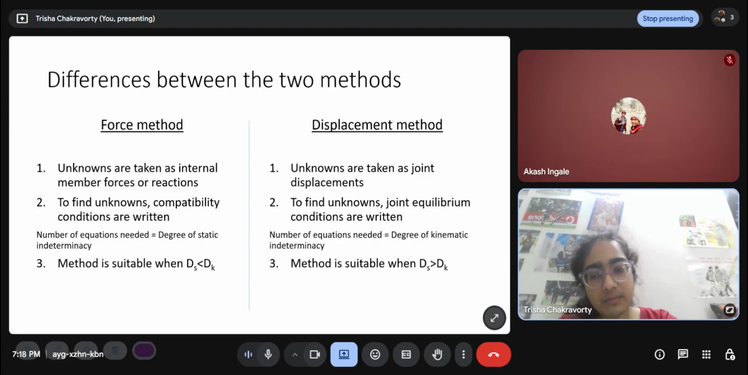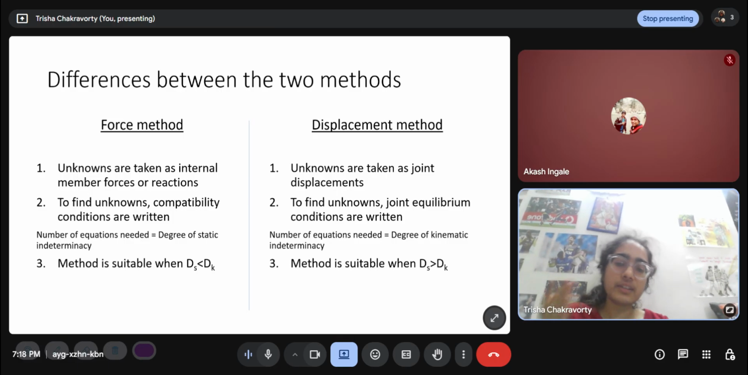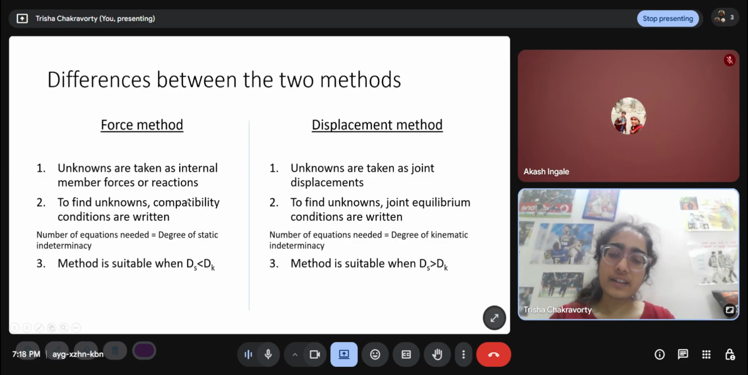Unknowns are taken as internal member forces or reactions in force methods, and in displacement methods, the unknowns are taken as joint displacements. In force methods, to find the unknowns, compatibility conditions are written, and in displacement methods, to find the unknowns, joint equilibrium conditions are written. So they are duals. Here, forces are unknowns; here, displacements are unknown. Here we write compatibility conditions; here we write equilibrium conditions.